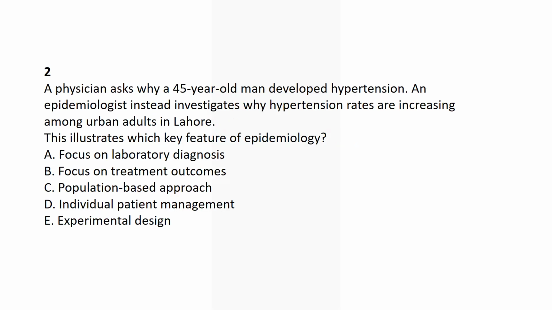Question number 2. A physician asks why a 45-year-old man developed hypertension. An epidemiologist instead investigates why hypertension rates are increasing among urban adults in Lahore. This illustrates which key feature of epidemiology? Option A, focuses on laboratory diagnosis. Option B, focus on treatment outcomes. C, population-based approach. D, individual patient management. And E, experimental design. C is the right answer.